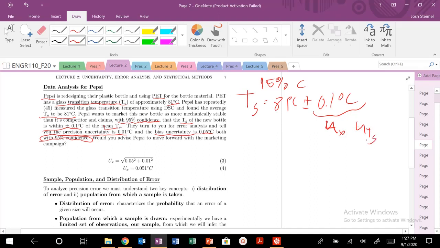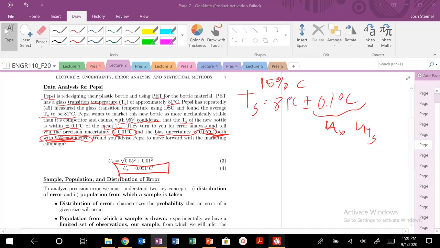So in this problem, we say that both of these are working at the same confidence level. It doesn't say anything about the sources of error being dependent on one another. So we know that precision uncertainty is this. We know the bias uncertainty is this. Plug and chug into the equation, and you'll see that we're fine. We're actually almost a factor of 2 better than what we might anticipate.